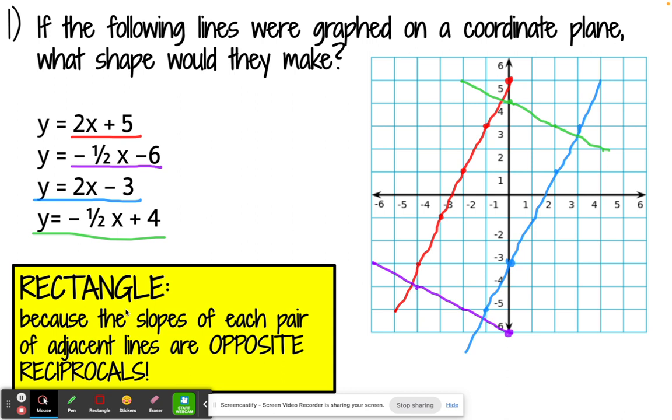You could tell because all the slopes of each pair of adjacent lines are opposite reciprocal. So these two are the same slope, so they will be parallel. These two are the same slope, so they're going to be parallel. And they're opposite reciprocal, so they're going to form right angles.